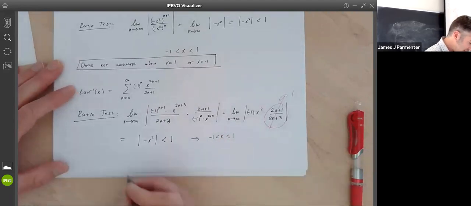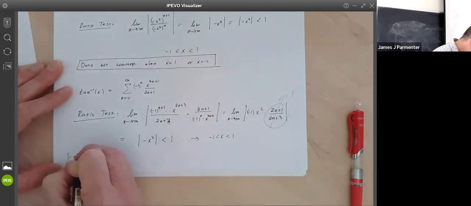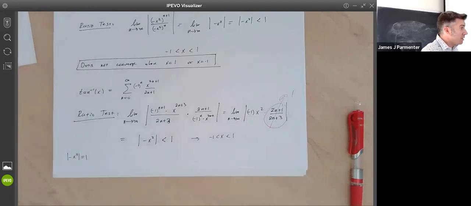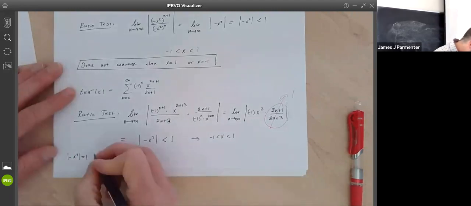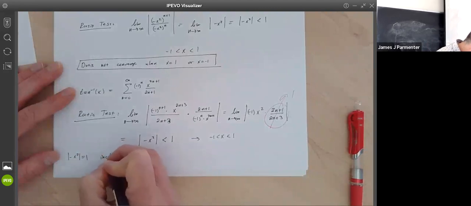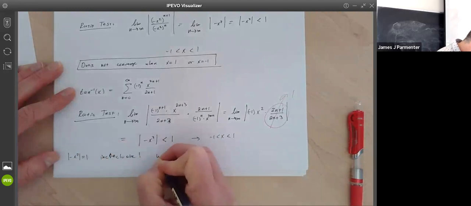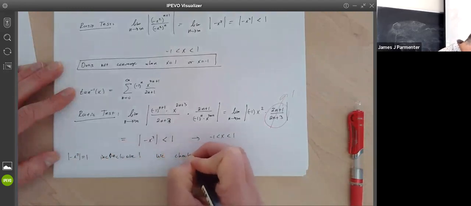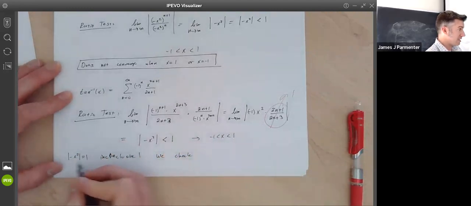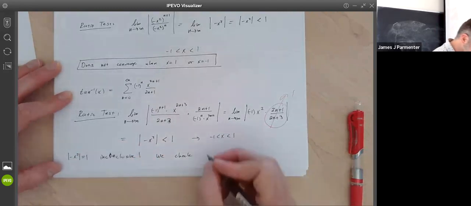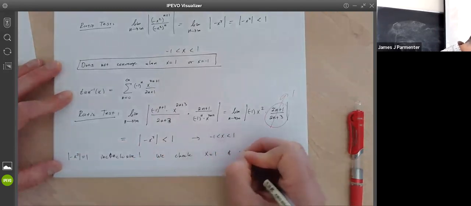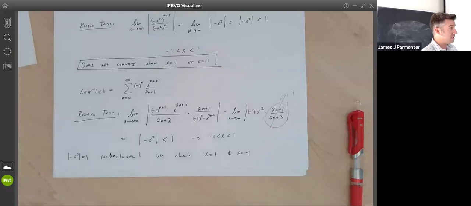But now if it's equal to 1, the test is inconclusive, meaning we actually need to go and check those points. So that's why we check what values of x give us an inconclusive result from the ratio test. In this case, x equal to 1 and x equal to negative 1, or more generally, just whatever your endpoints are.